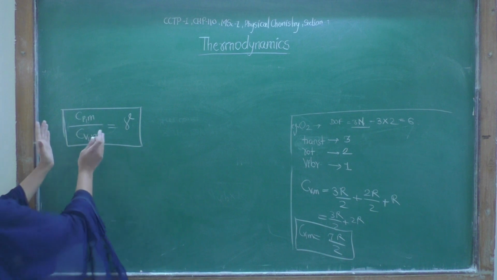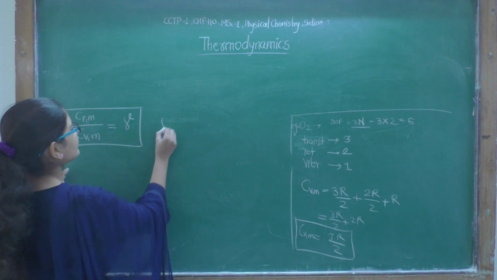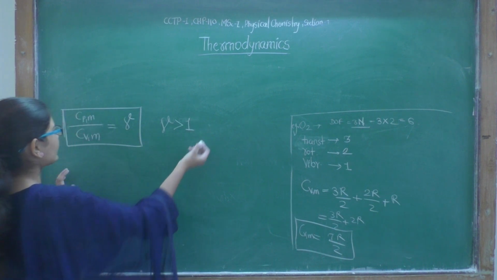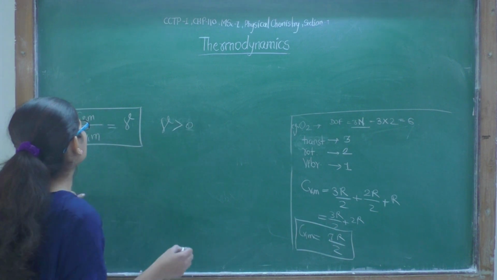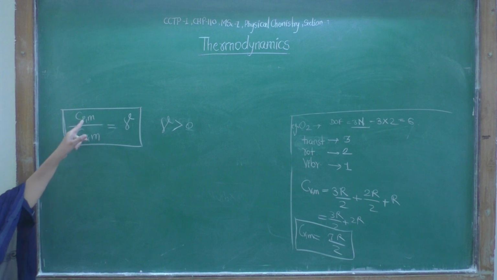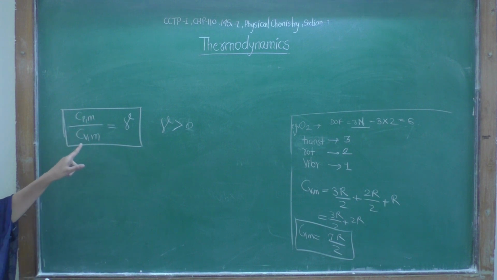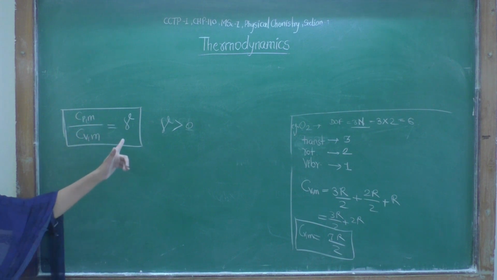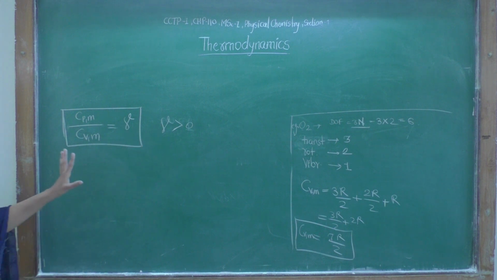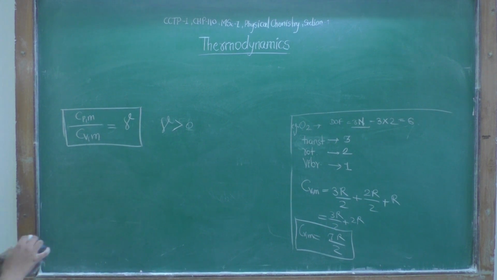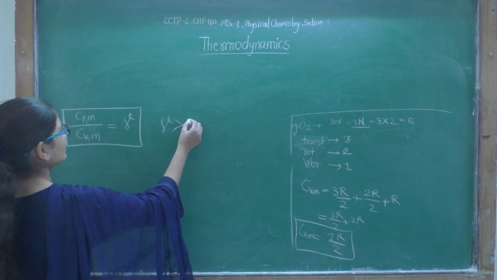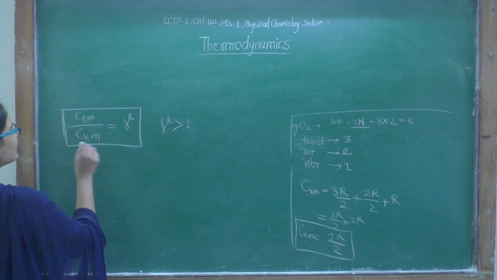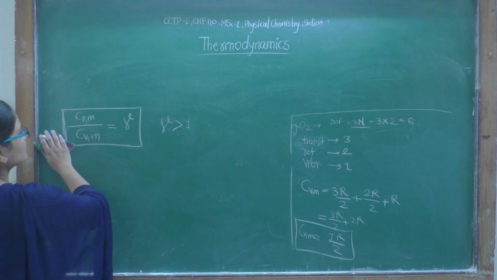And yeah, the value of gamma will always be greater than 1. Why this is so? Because Cpm is a higher quantity than Cvm, so it will always give gamma greater than 1. The ratio will always be greater than 1, because Cpm is greater than Cvm always.